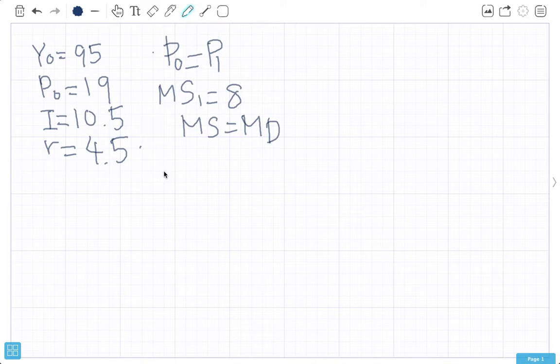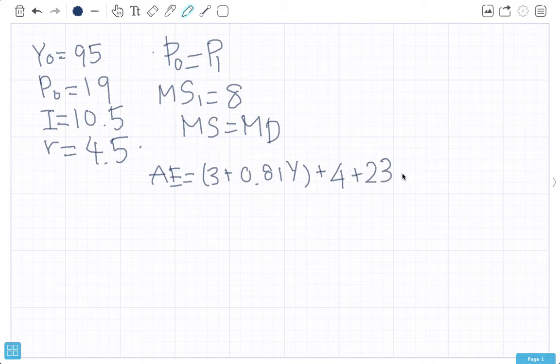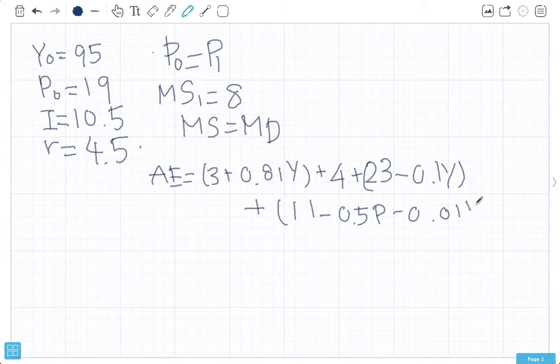You found your new aggregate expenditure function. So you had AE equals the consumption, which is 3 plus 0.81y, plus government, which is 4, plus your new calculated investment function, I believe was 23 minus 0.1y, and then brackets, and then plus your net exports, which was 11 minus 0.5p minus 0.01y. Okay, so now you have your long aggregate expenditure function.